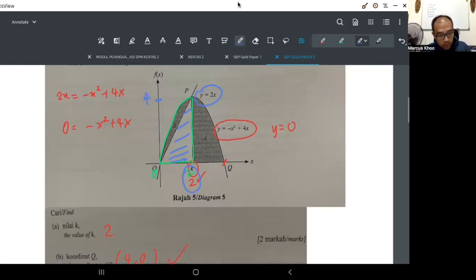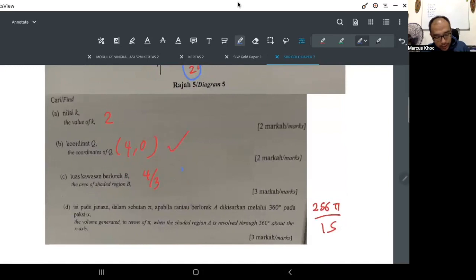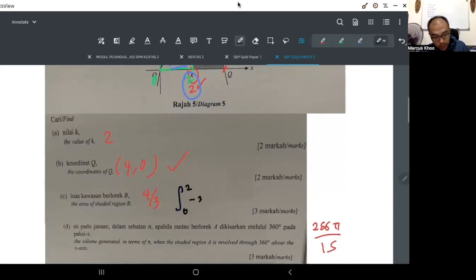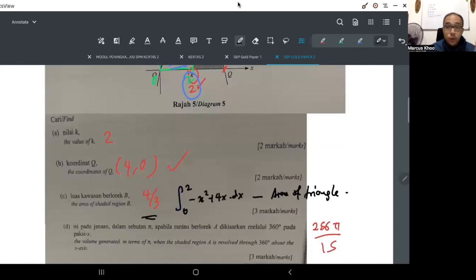So this will be the integration from 0 to 2 of negative x squared plus 4x dx, minus the area of the triangle. Then you get the answer 4/3. So you do the integration correctly and you find the area of the triangle correctly, it is 1 mark each. And then after that, when you get the final answer, is the 3rd mark.